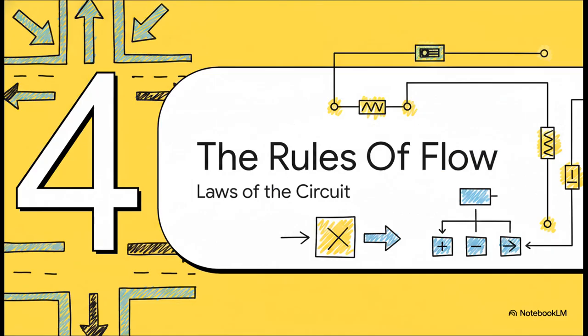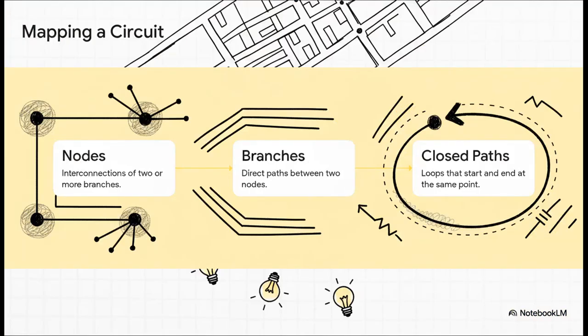And that brings us to our final section, Section 4, the rules of flow, governing laws of the circuit. Okay, let's calmly map out our circuit. Before we apply any intimidating equations, we just locate its nodes, which are simply the junctions where two or more branches meet. Then we identify the branches themselves, which are the direct paths for the current traveling between those nodes. And finally, we look for closed paths, or loops, that start and end at the exact same point. By simply drawing this out, what looks like a terrifying diagram instantly becomes a manageable map of city streets.